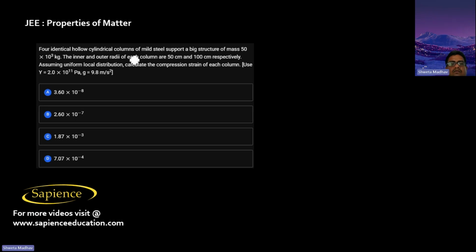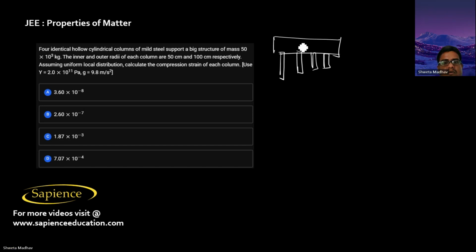And here it is told: 4 identical hollow cylindrical columns of mild steel support a big structure of mass 50 × 10^3 kg.